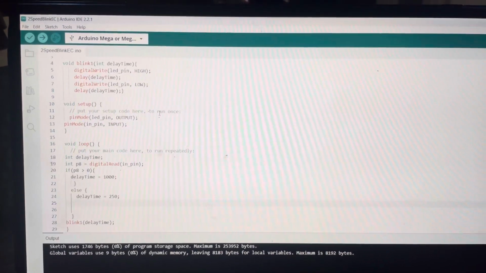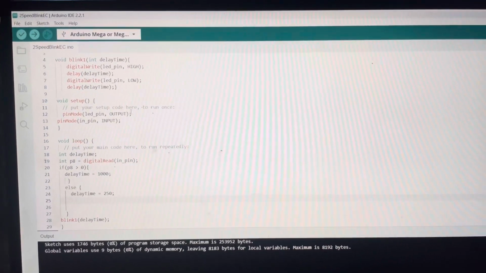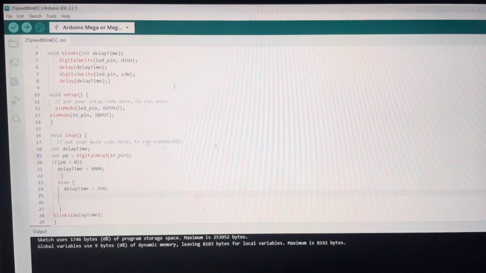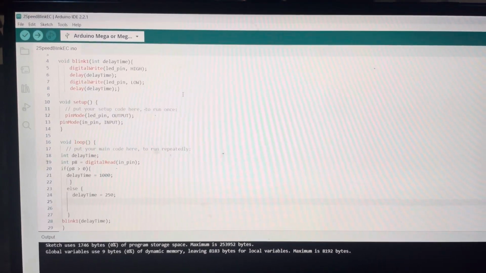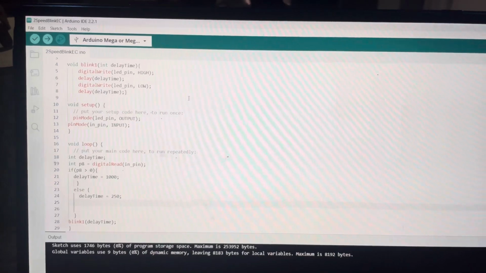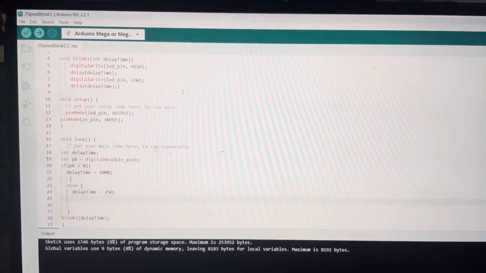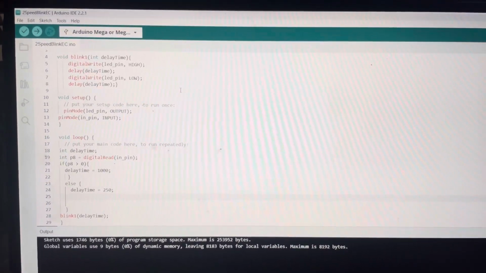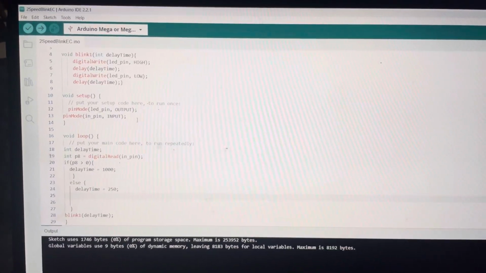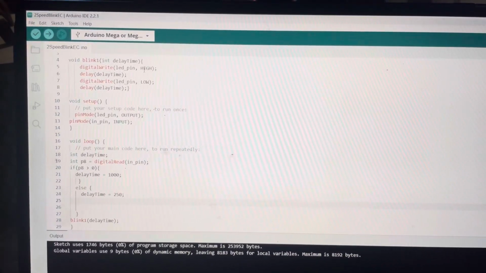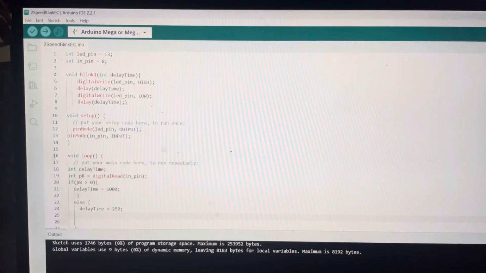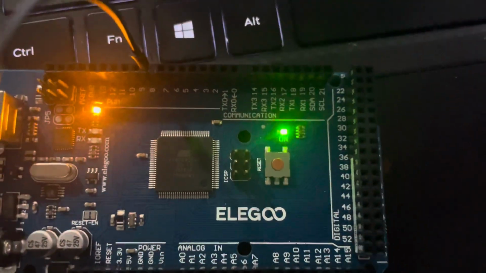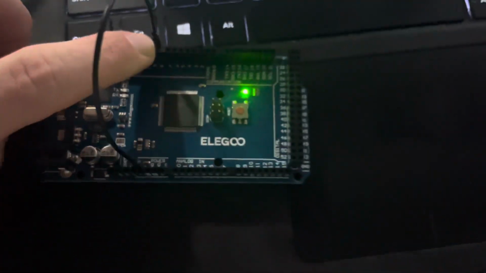And then in our void setup, for pin mode, our output is to the LED pin, so that's where the circuit goes to. That's what we can see happen. And our input is from the in pin, which is pin number 8, which, as you can see on the board, is what we have plugged in.